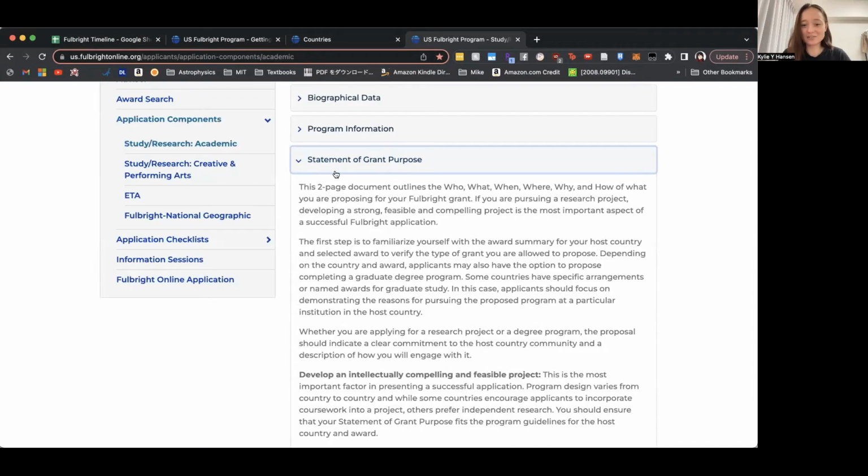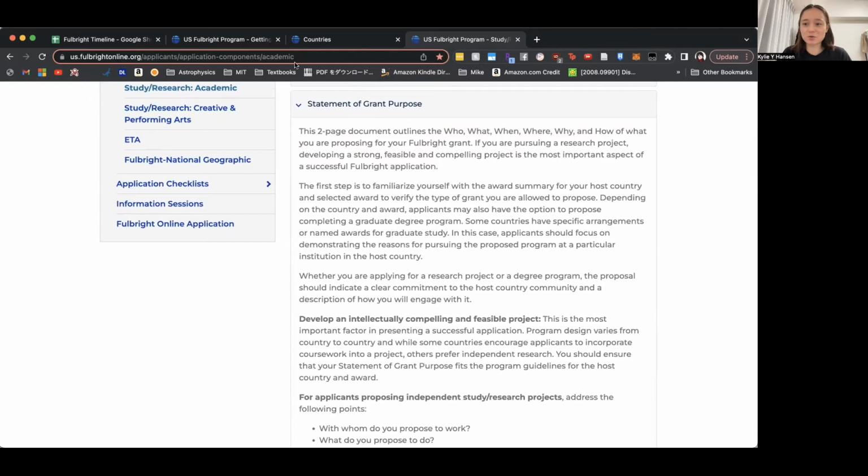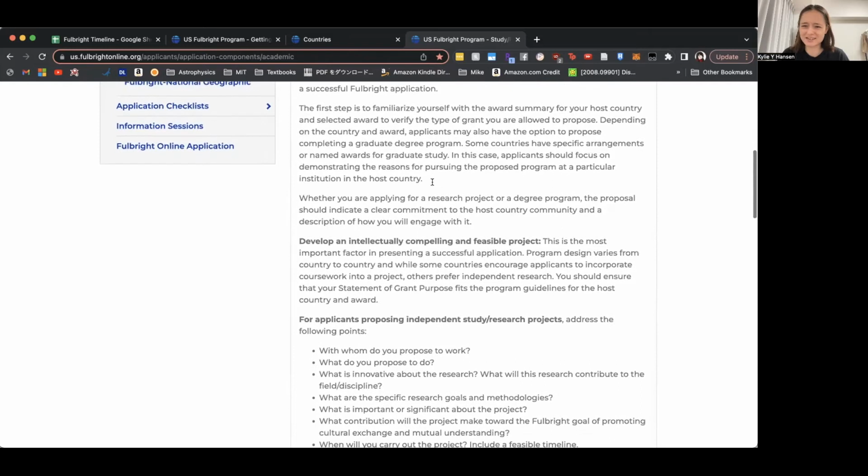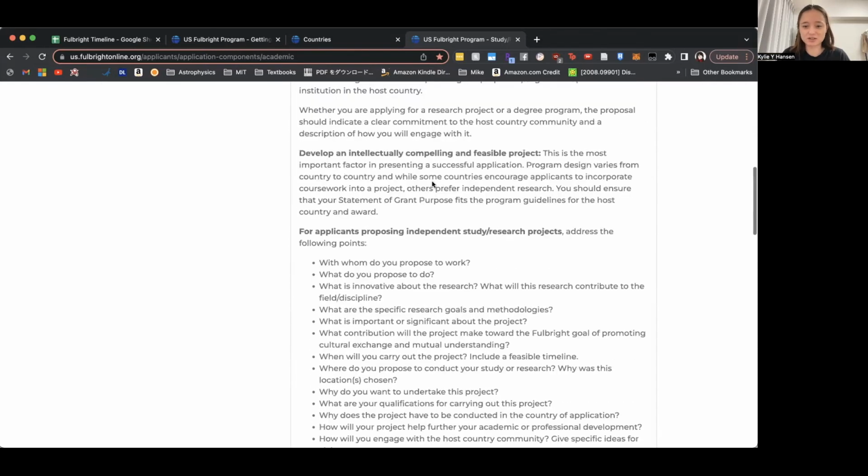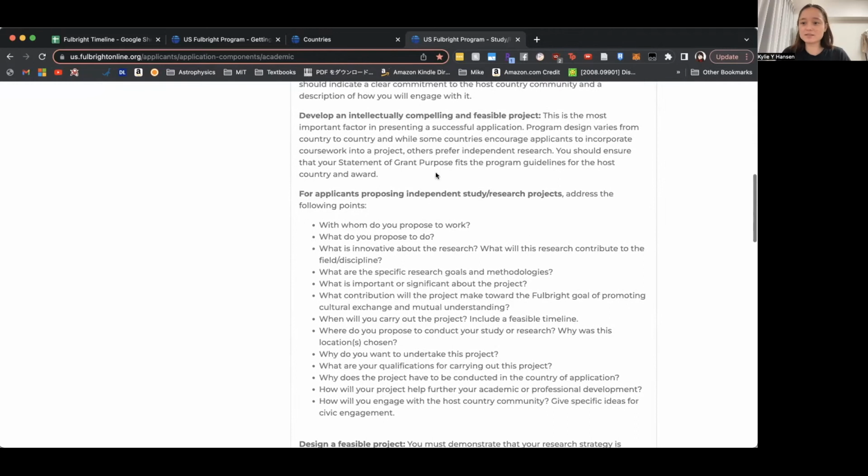Basically right here, it outlines the who, what, when, where, and how of what you're proposing for your Fulbright grant. Basically every little detail you can imagine about your research project. This is what you will develop with your mentor if you have one, or if you don't, you can develop it by yourself. So this is a strong, feasible, and compelling project proposal, basically. And I think this is the make or break item of your application, since it has a super long explanation here.